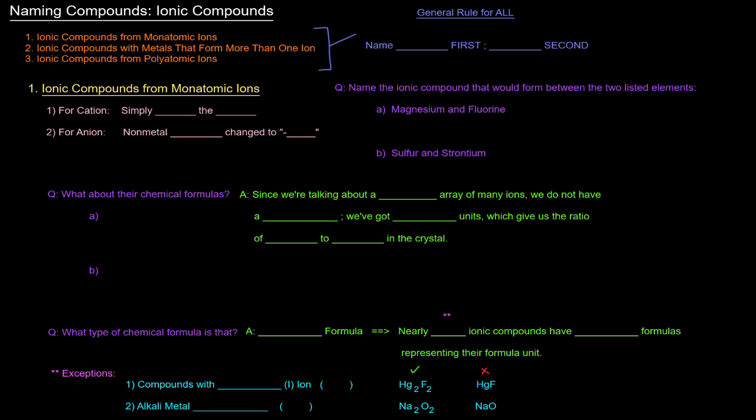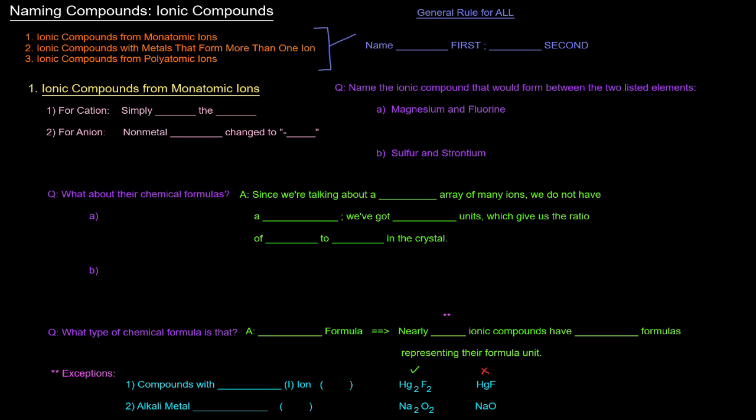So first up, we're going to learn how to name ionic compounds. Specifically the three subclasses: we're going to name ionic compounds with monatomic ions, ionic compounds with metals that form more than one ion, and also the ones from polyatomic ions. Now they're all really the same thing, but I split it up just to make things simpler.